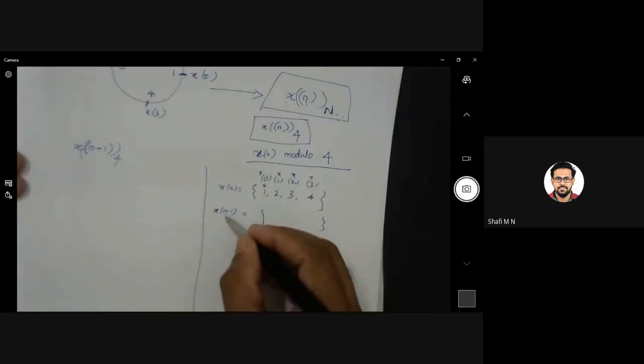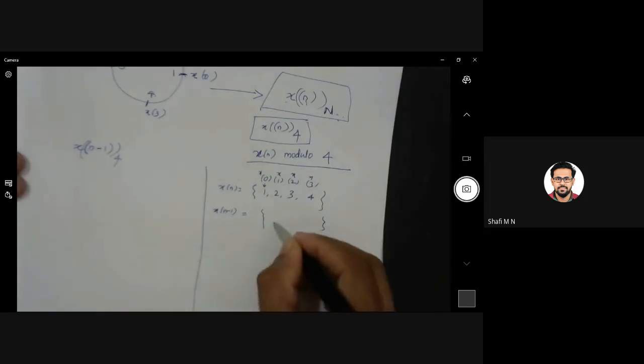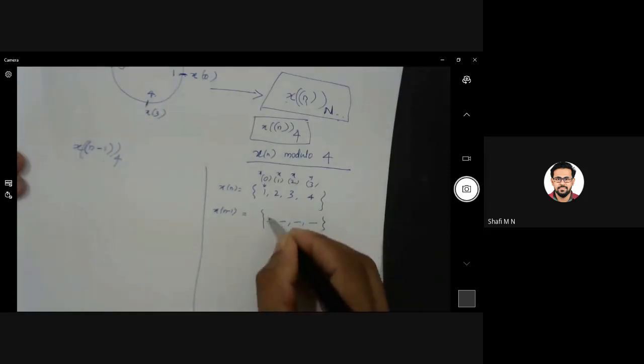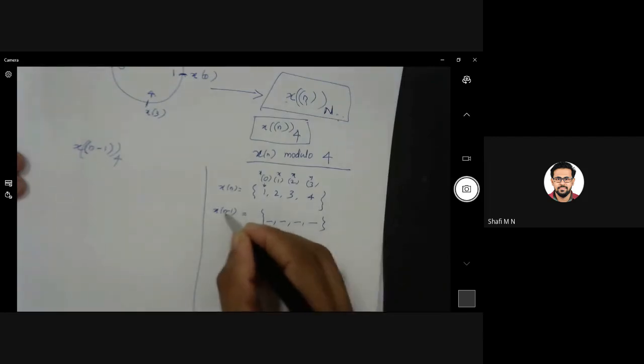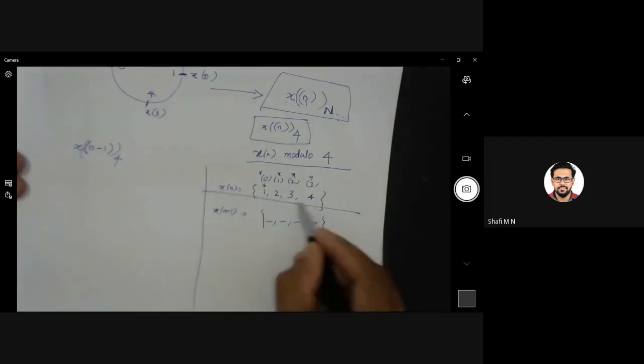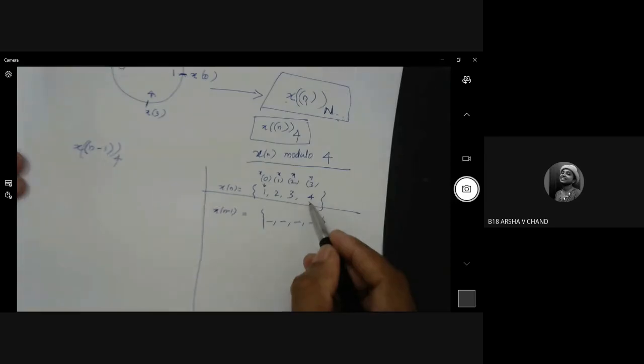Here I just substitute and find x. You will have 4 samples, 1, 2, 3, 4. So how will you fill this sample? Say n equal to 0. When you substitute n equal to 0, what will be this x of minus 1? What is x of minus 1 in this sequence?